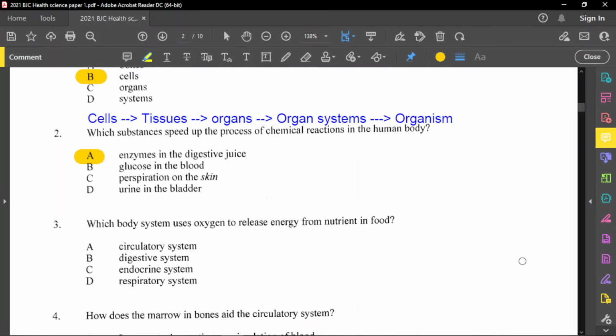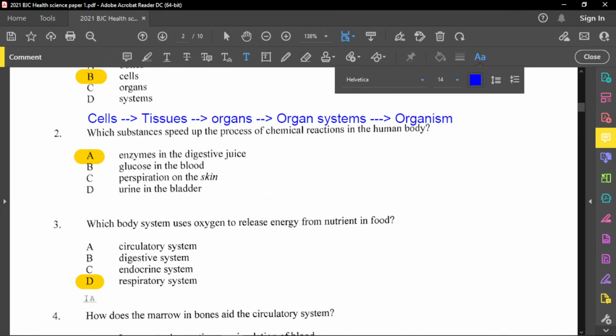Next, question number 3 is, which body system uses oxygen to release energy from nutrients in food? And this is the respiratory system. And a quick point to note here as well is that respiration is when glucose or sugar will react with oxygen, and what you get as a result is carbon dioxide. All right, so you get carbon dioxide as a result.